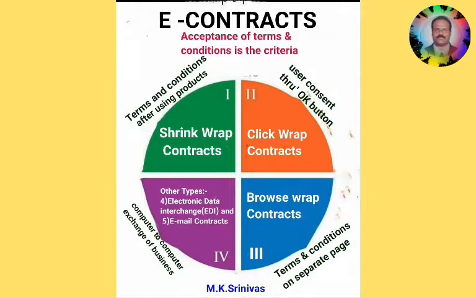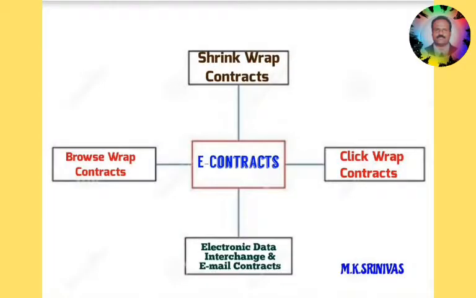Now the other types we have are electronic data interchange, that is EDI, and email contracts. Computer exchange of business comes under electronic data interchange and email contracts. Browse wrap contracts, click wrap contracts and shrink wrap contracts are these major 3 types. As you know, it is always the acceptance of terms and conditions that is the criteria in dividing e-contracts.